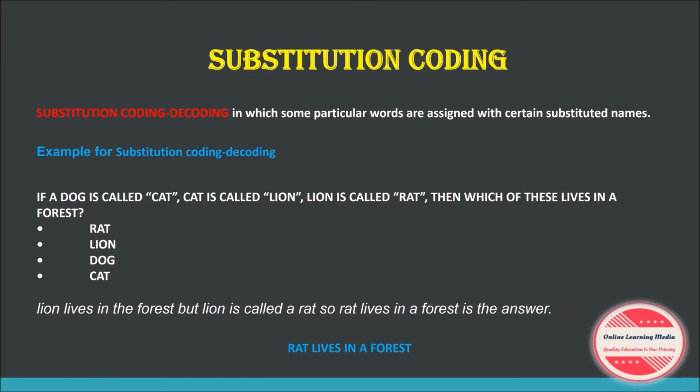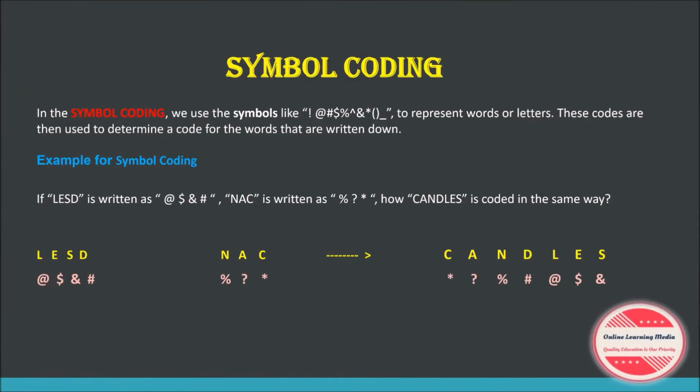Substitution coding. Substitution coding decoding, in which some particular words are assigned with certain substituted names. Example for substitution coding decoding is, if a dog is called cat, cat is called lion, lion is called rat, then which of these lives in a forest? The answer will be lion lives in the forest, but lion is called a rat, so rat lives in a forest is the answer.